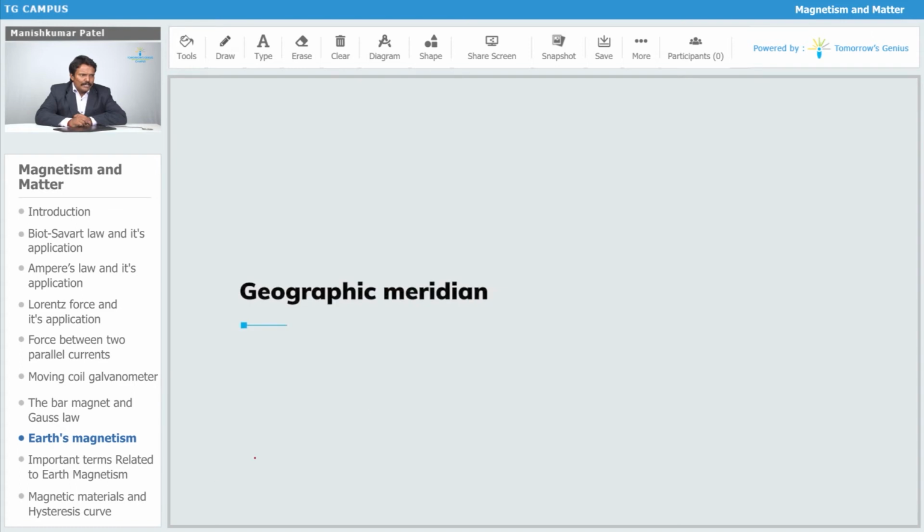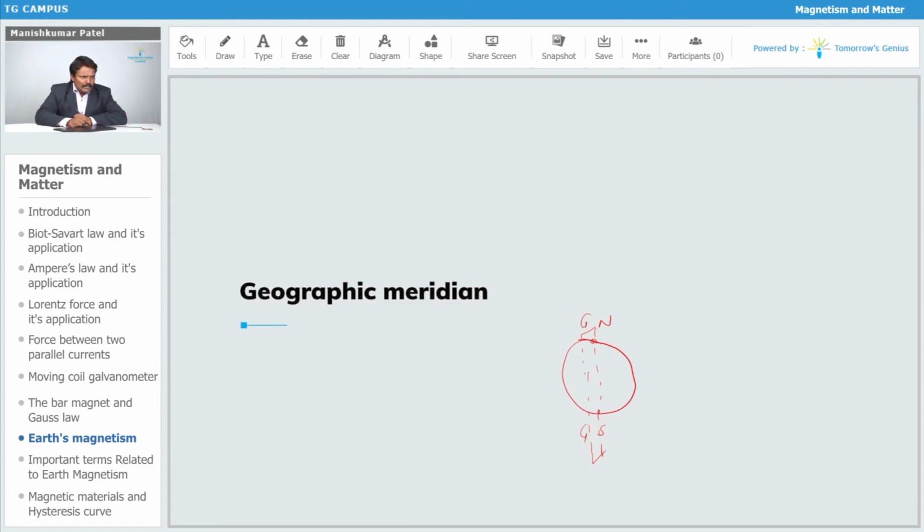The geographic axis is nothing but the line through the north pole and south pole. This is the geographic north and geographic south. There is a line passing through them, which is your geographic axis. Again, if there is a plane which cuts these two points equally, this is nothing but your geographic meridian.